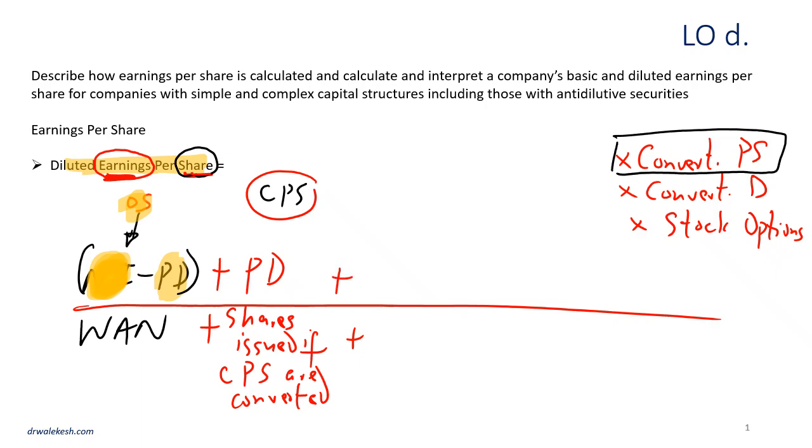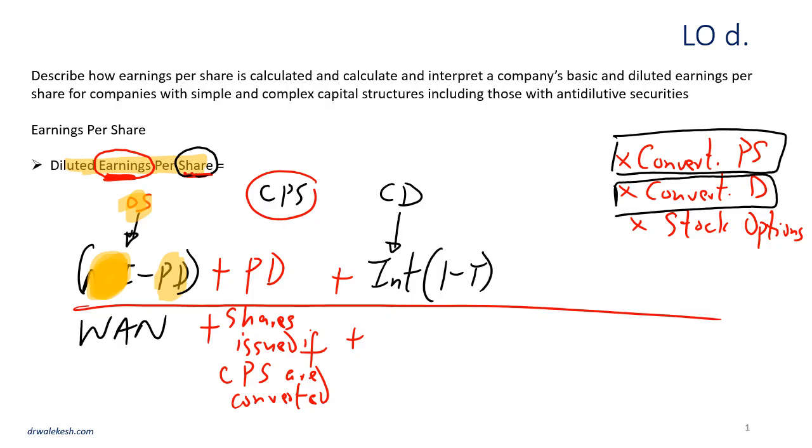Still moving on. So now we are moving to convertible debt. So for convertible debt, what is the earnings available to convertible debt? That is interest, but remember that interest is tax deductible. So it will be interest times 1 minus t. Then here we should have shares issued if the convertible debts are converted to equity.